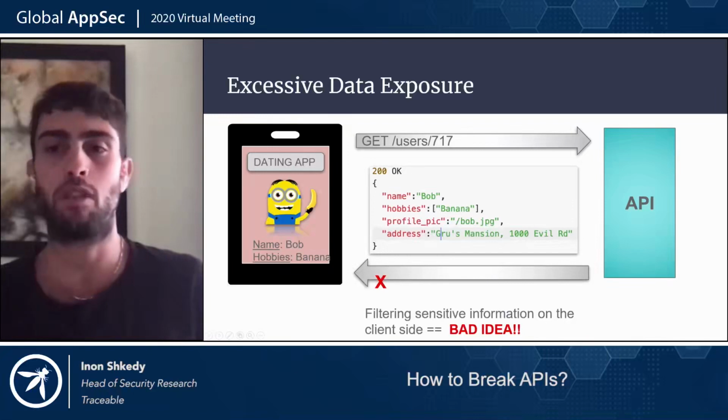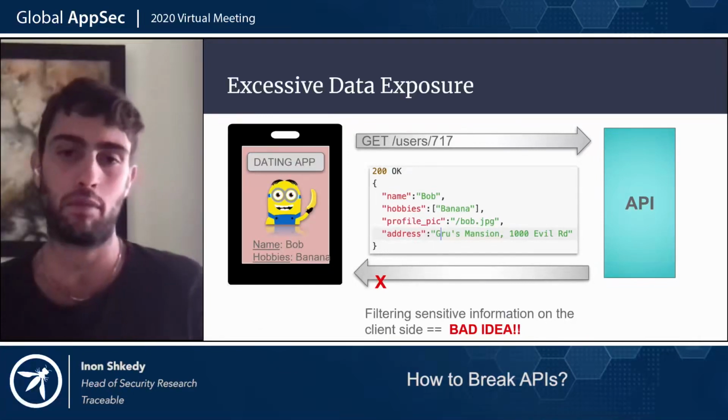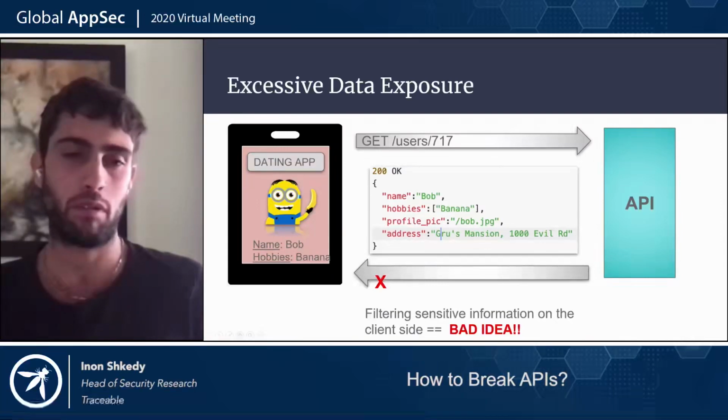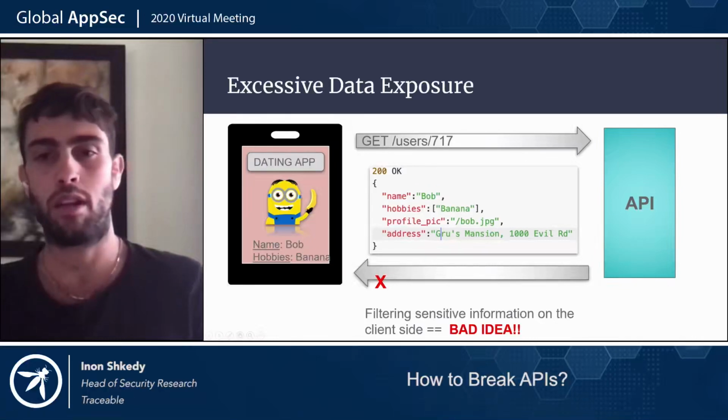What happens many times, developers on the backend rely on the developers on the front end to filter out the sensitive data. This is a very bad idea. Maybe you cannot see it as a user because the developer actually filtered out this data before presenting it to the UI. But if you sniff the API traffic, you can easily expose this information.